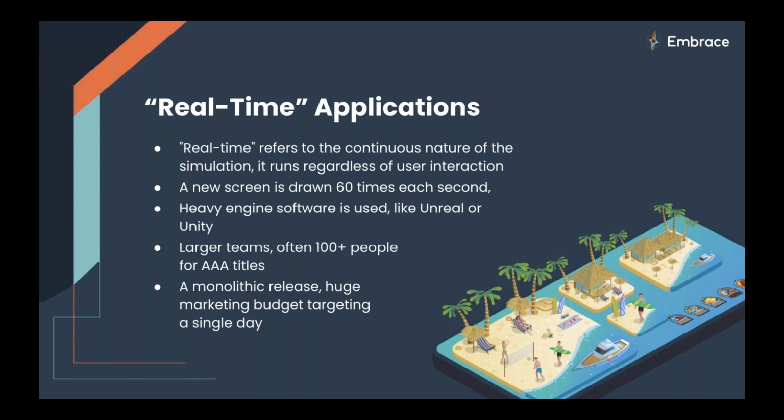We use heavy engine software like Unreal or Unity to power this kind of interaction. We start with much larger teams. Major games often begin with over 100 people involved in production and grow from there. We're targeting a monolithic release with a huge marketing budget behind it. When you think about the latest Call of Duty or Assassin's Creed game, those PR teams started months in advance building hype for a certain launch date. The team building the game has to have that game on shelves on that date. There's no room for slippage.